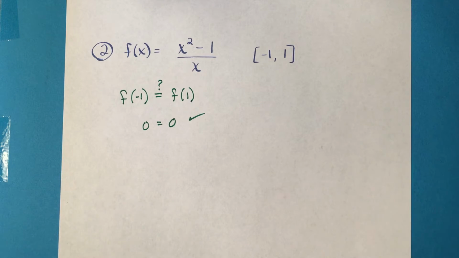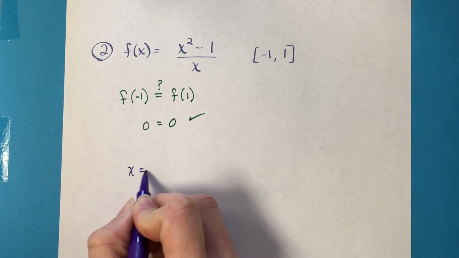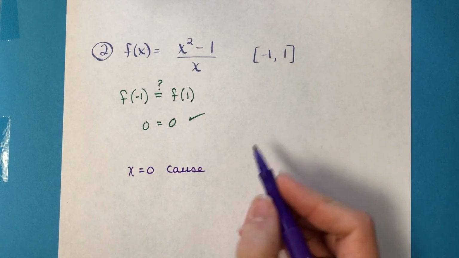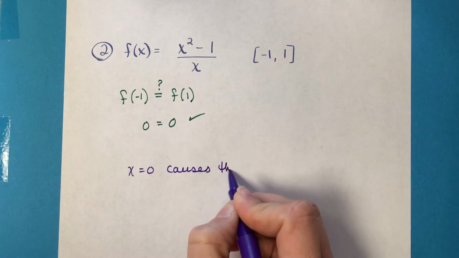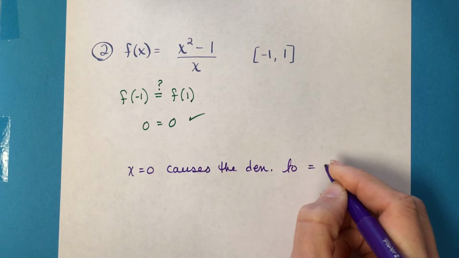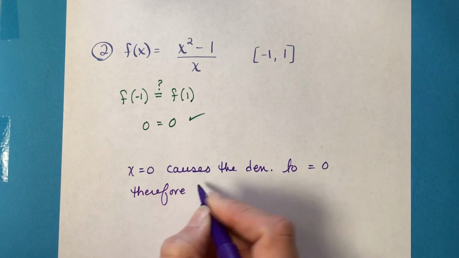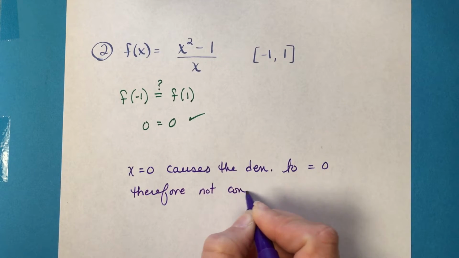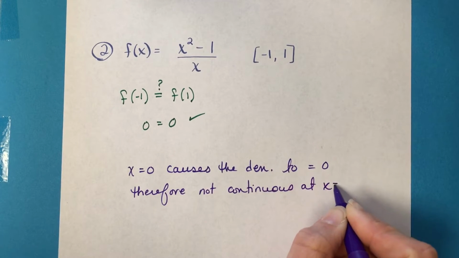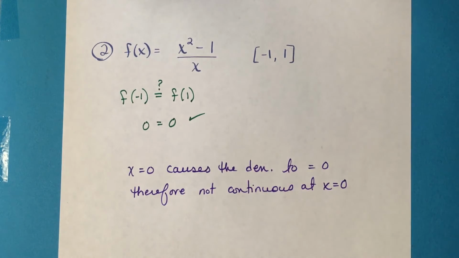So what's going to cause my denominator to equal 0 is going to be 0. So x equals 0 causes, and this is just kind of an explanation for you to have in your notes, causes the denominator to equal 0, therefore not continuous at x equals 0. Now, if this is not in your interval, there's nothing to worry about.